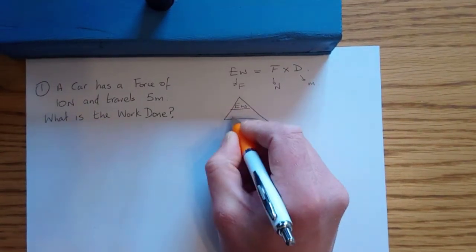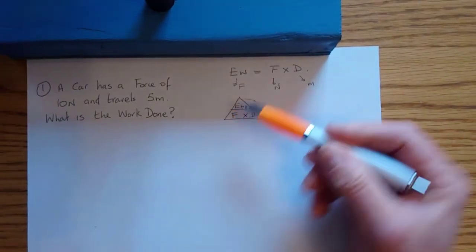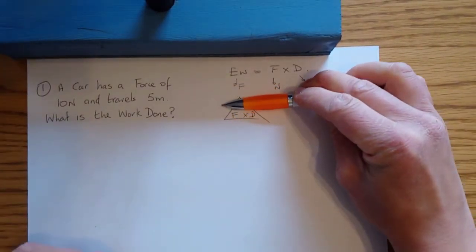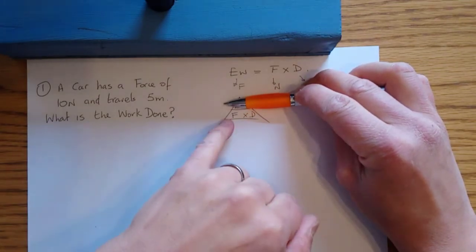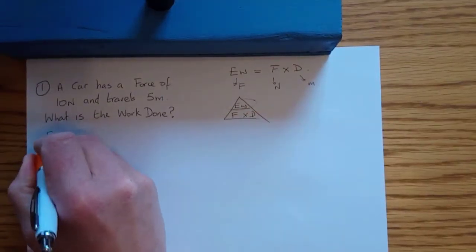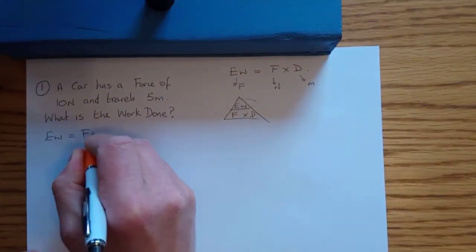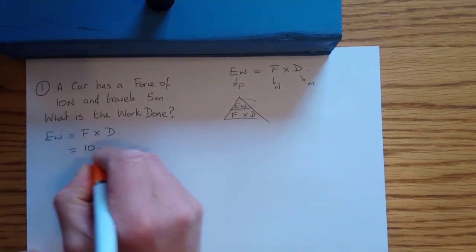EW, force times distance. If we cover up the work done, or work energy, it's the same thing, that's why I'm referring to them kind of both the same way. Don't know if you can see that underneath. That is equal to force times distance. So we can state that first, always state the formula. Force times distance, and that's equal to the force of 10 newtons times 5.